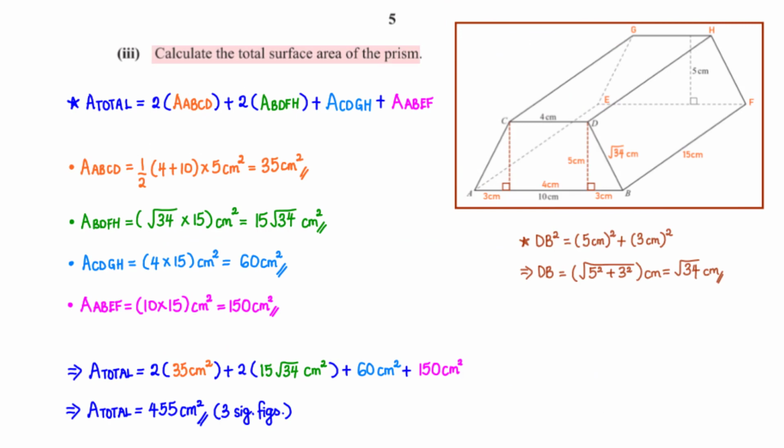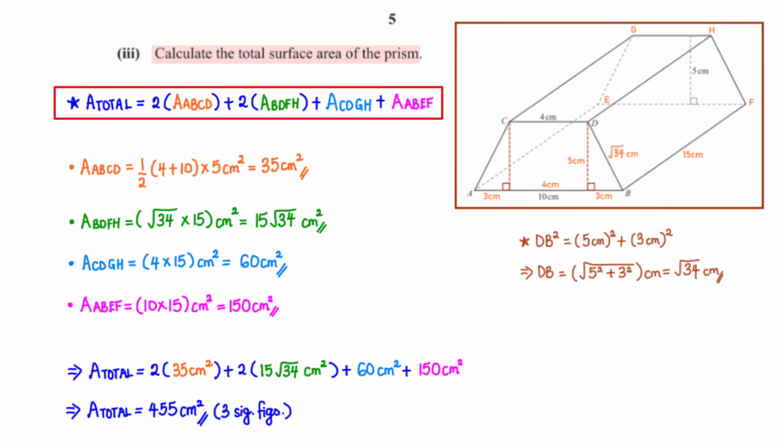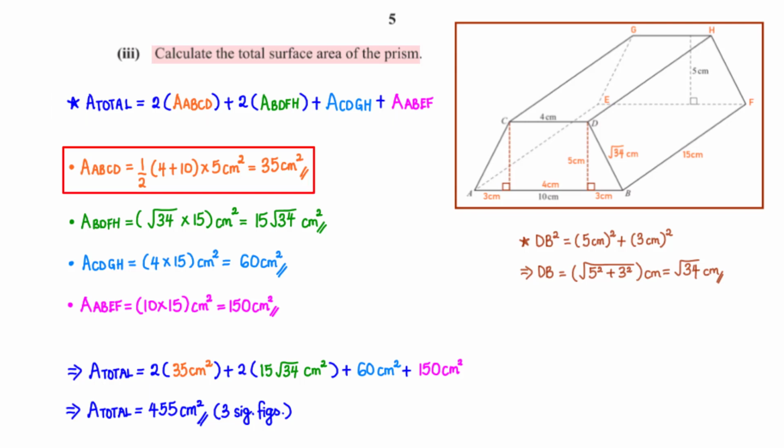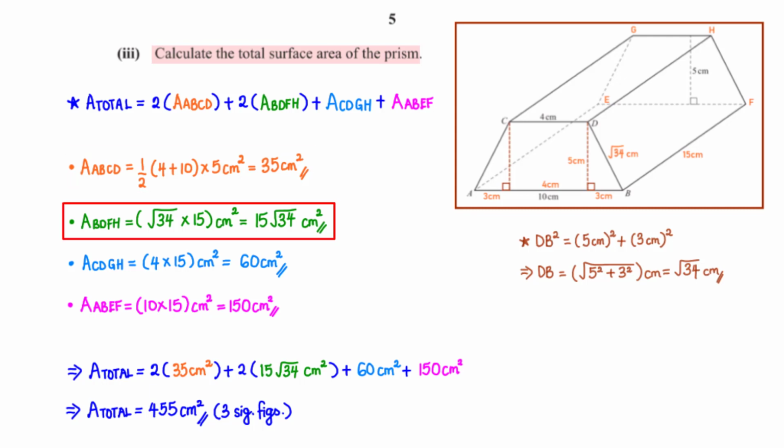Calculate the total surface area of the prism. This is the equation for the total surface area of the prism. ABCD is the cross-section of the prism, and we found this area in the previous question as 35 centimeters squared. BDFH is a rectangle. We found the length of this rectangle in part AII as 15 centimeters.